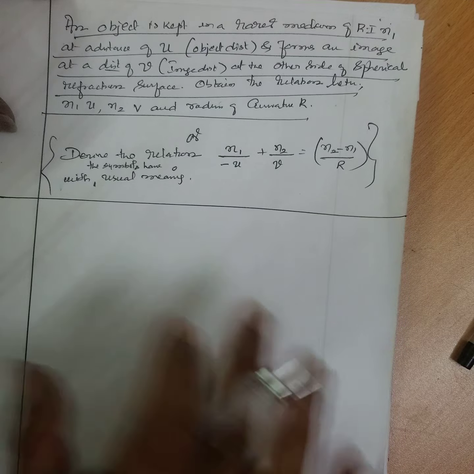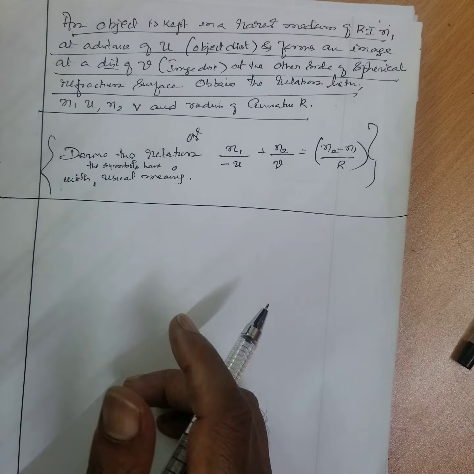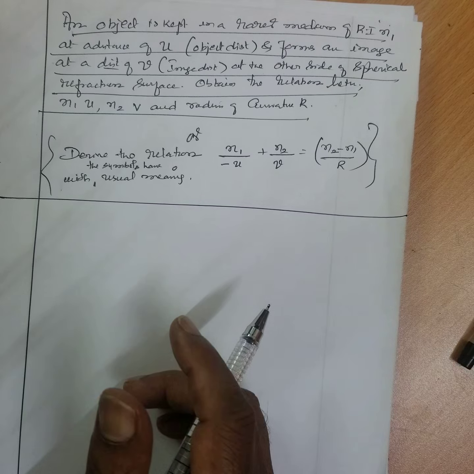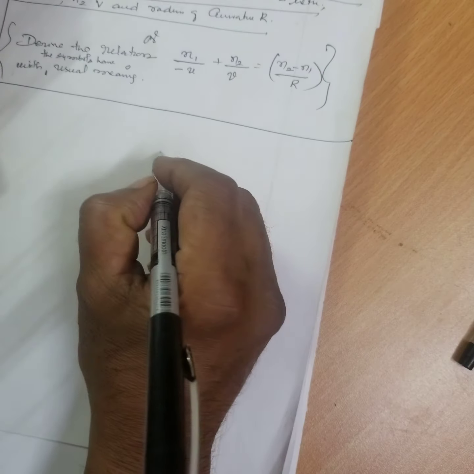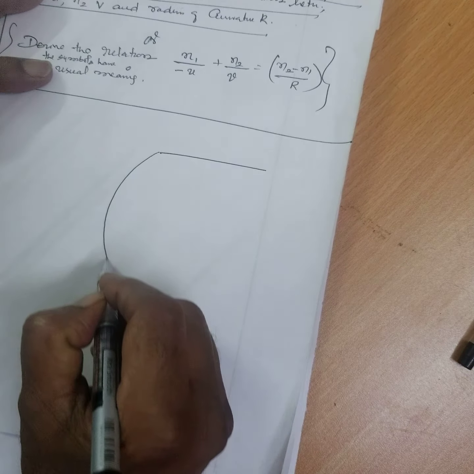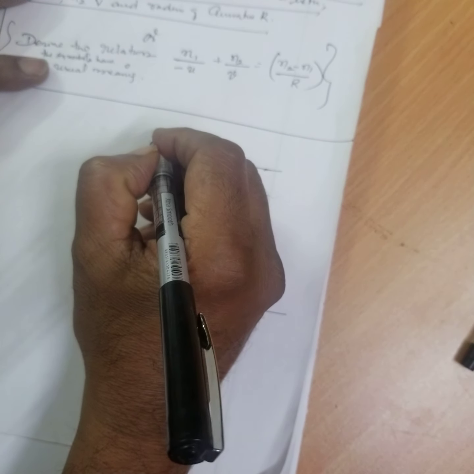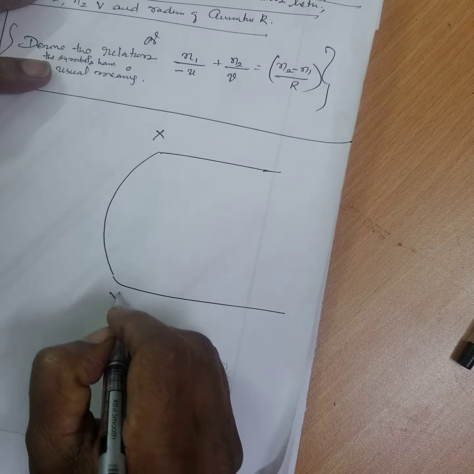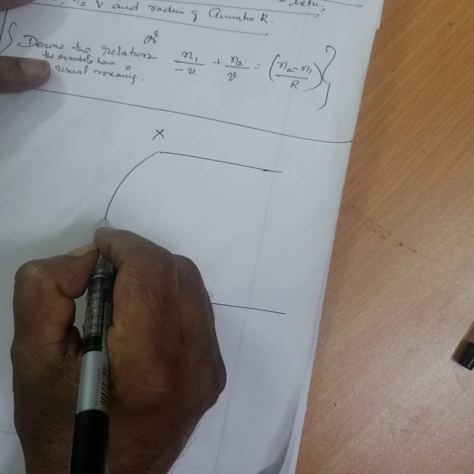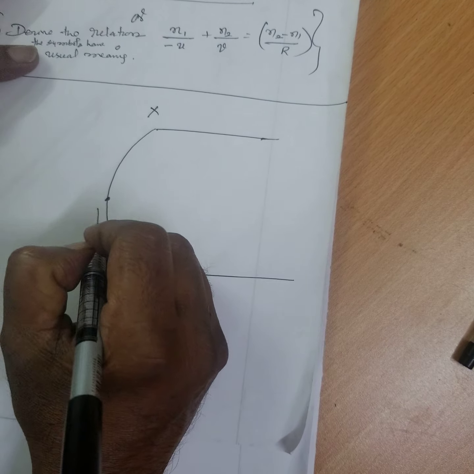Today I am going to do a small derivation. Different textbooks have different notation. Here the question is, there is one spherical surface, right? Spherical surface XY, and P is the center of the spherical surface.